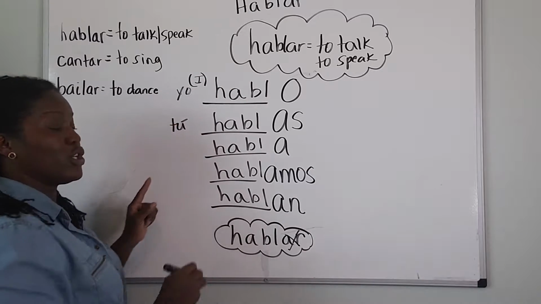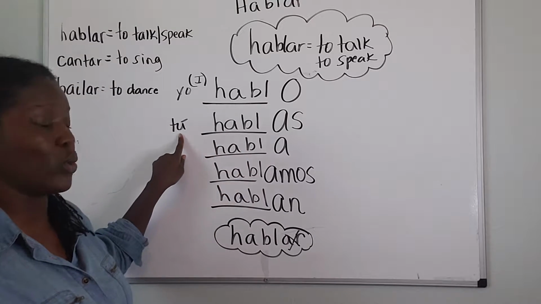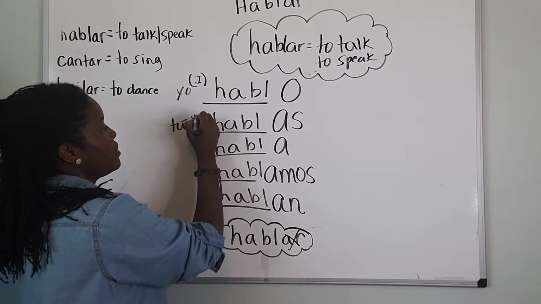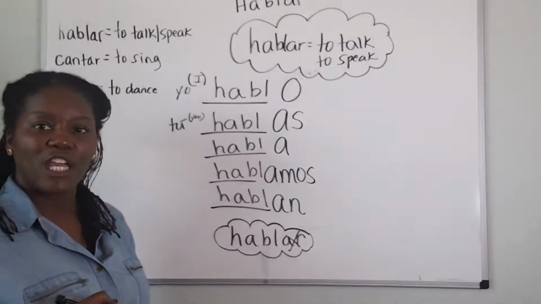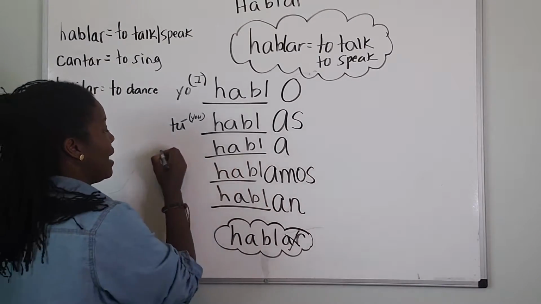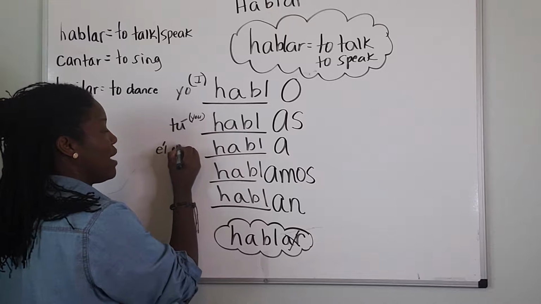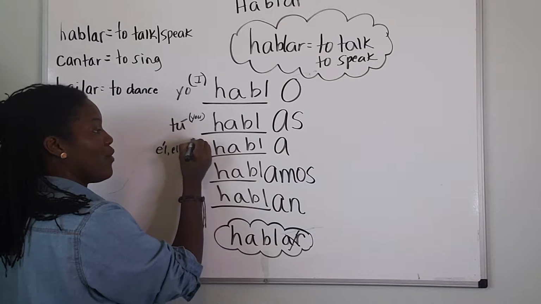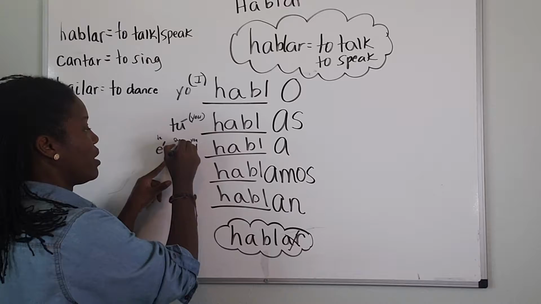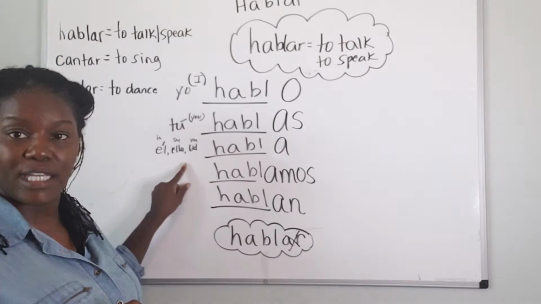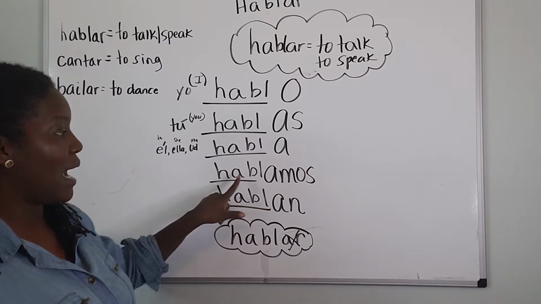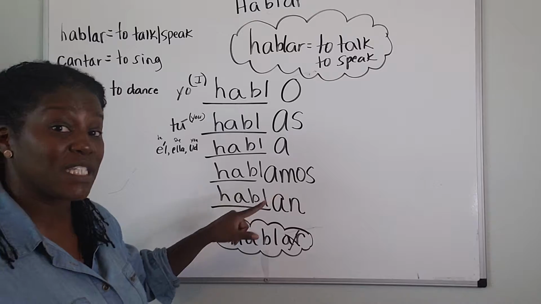If you want to say you speak Spanish, it's tú hablas español. Tú means you. If you want to say he or she or it speaks Spanish, it's habla, and it's él, ella, or usted, the formal you. He, she, or you, formal. So it's él, ella, usted, U-D period, habla.